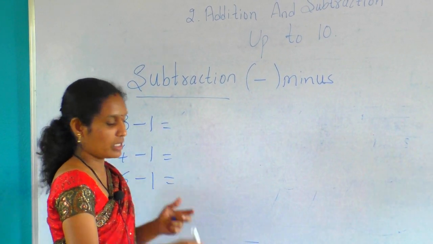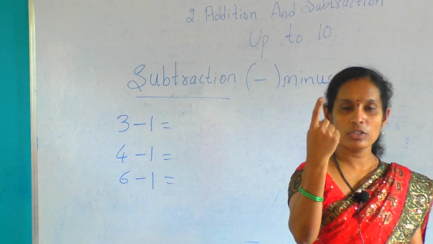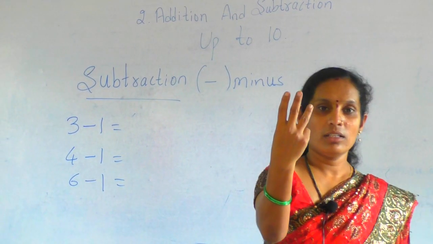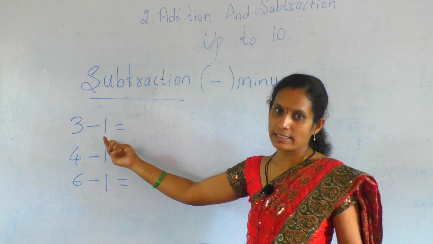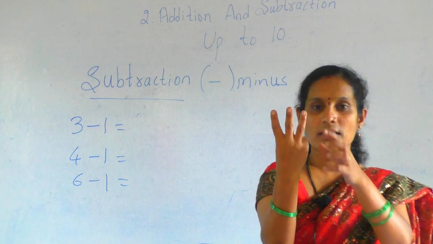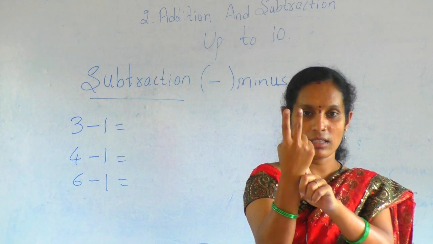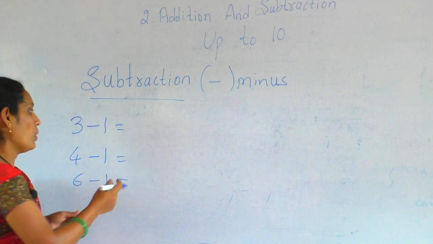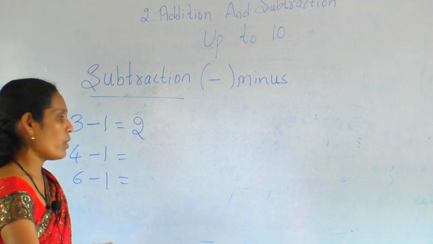3 minus 1. See, take your fingers. 1, 2, 3. 3 fingers are there. Minus 1, it is a minus symbol, which means we should subtract here. So minus 1 means I will close one finger. See, 2. 3 minus 1 is 2. The answer is 2.